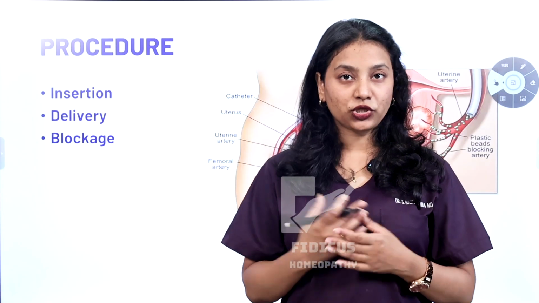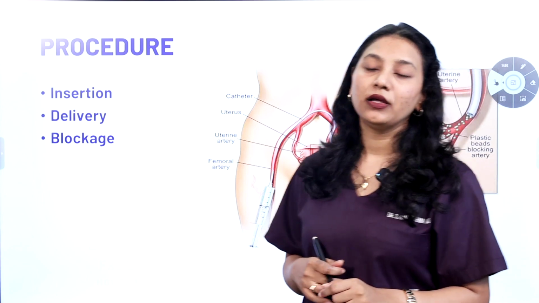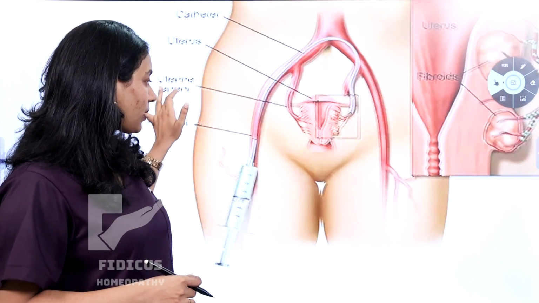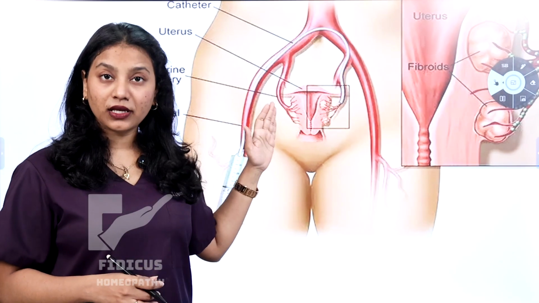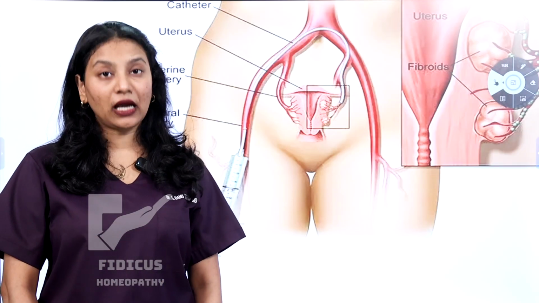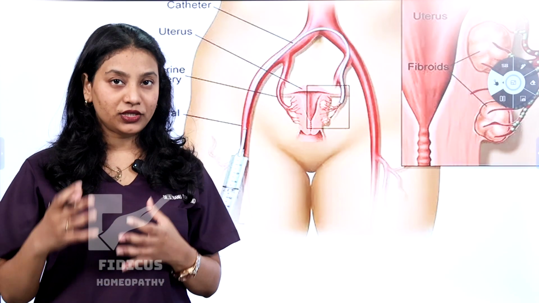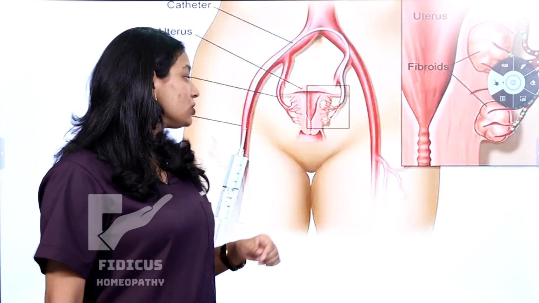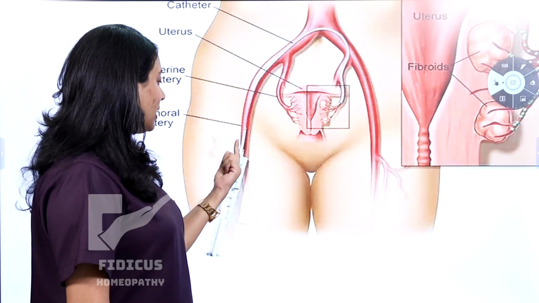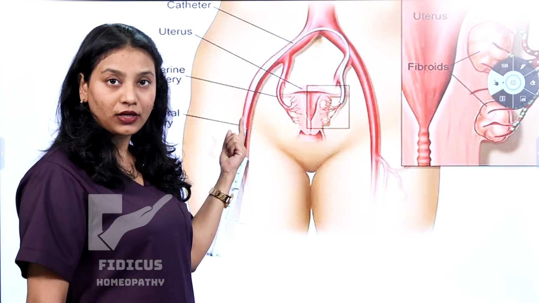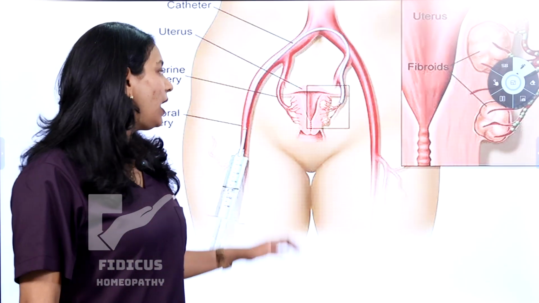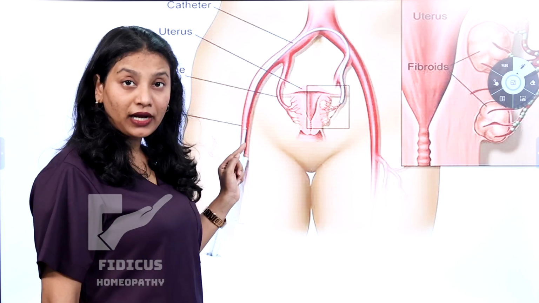Now coming into the procedure part. So how is this UAE done? Very, very simple. As you can see here in the picture, there is an artery which is coming from the abdomen, and it will divide like this and come into the thigh. That is nothing but the femoral artery. It's a little larger artery. So what happens is they just put a needle and pierce the artery. Okay, they're piercing the artery, and from this artery what they will do is, as you can see here, they will pierce your artery, right?